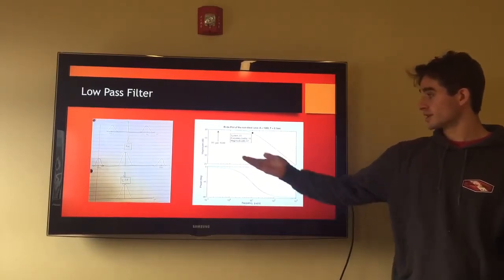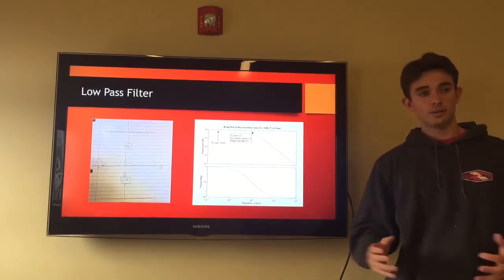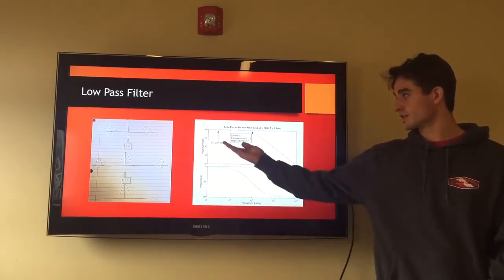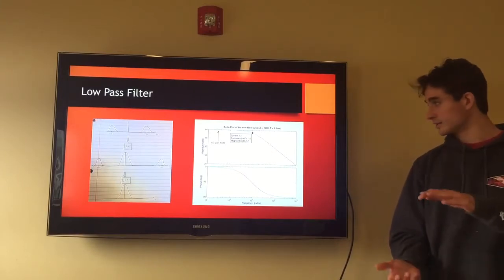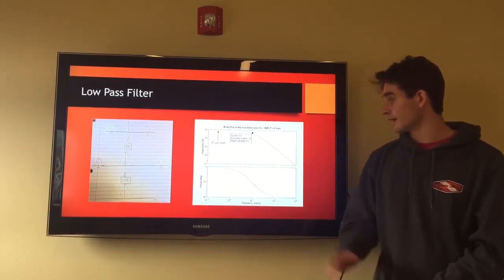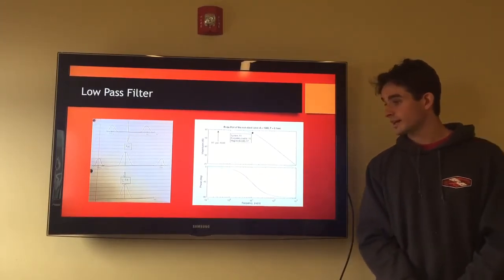So here's maybe a typical low pass filter. For this one, it has 60 dB gain, so maybe we've amplified the signal to bring it back to its normal value. And it has a cutoff frequency at 10 radians per second.